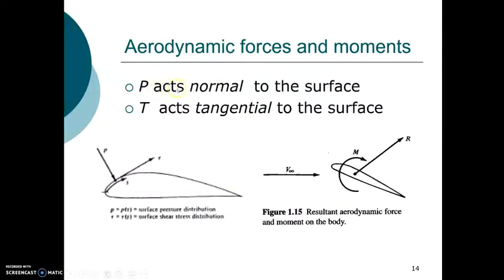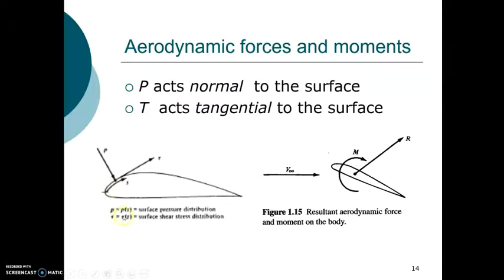Like I said, the pressure acts normal to the surface. That is, it acts perpendicular to the surface at any point. So at this position here, the pressure is acting perpendicular to the surface there. At another point here, it will be acting perpendicular to the surface, the local surface there. The shear stress, which is denoted as tau, however in this slide here it's denoted by T, acts tangentially to the surface. It's always tangential to the surface.